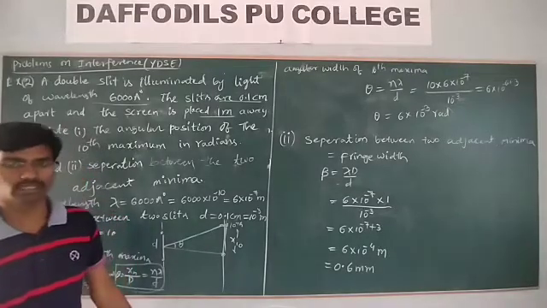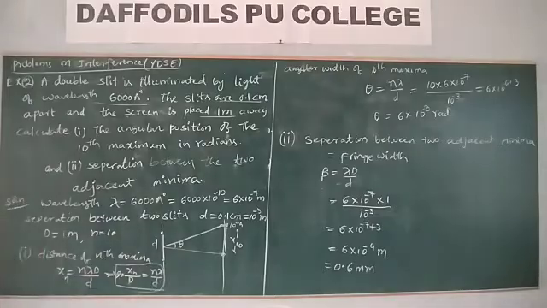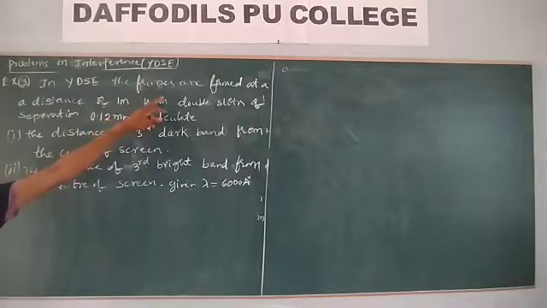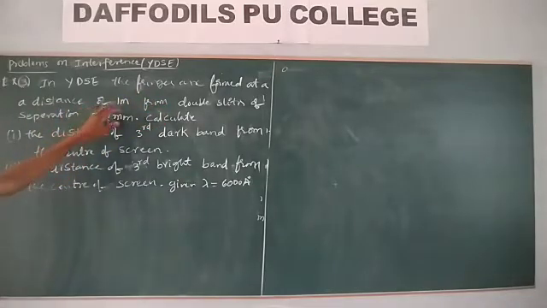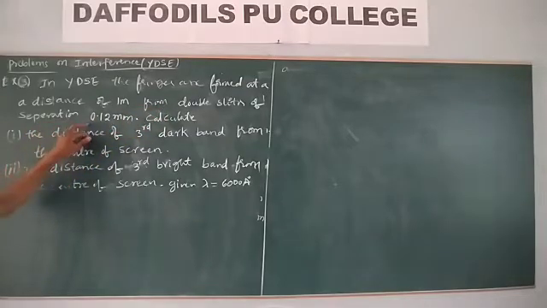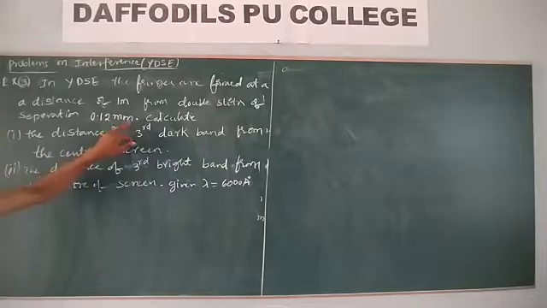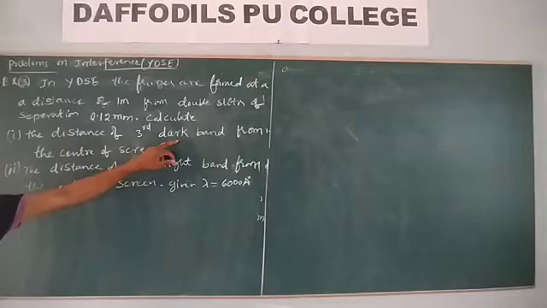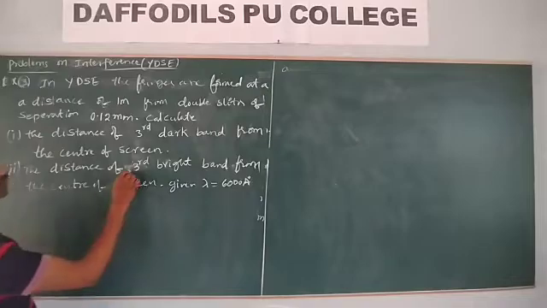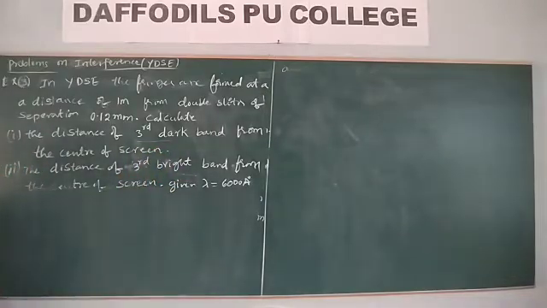So let me go to the next problem. In Young's double slit experiment, the fringes are formed at a distance of 1 meter from double slits of separation 0.12 millimeter. Calculate the distance of the third dark band from the center of the screen, and likewise the third bright band from the center of the screen.